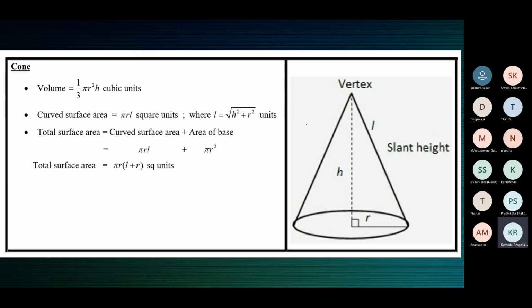Okay. So you have a cylindrical container and a conical container. You have a cylindrical container of radius 7 and height 14. You also have a conical container of the same radius 7 and same height 14.